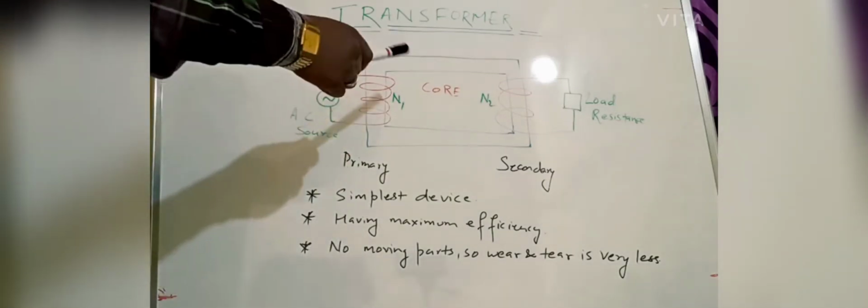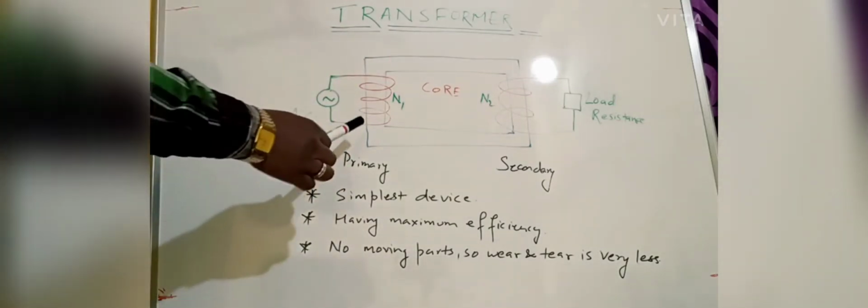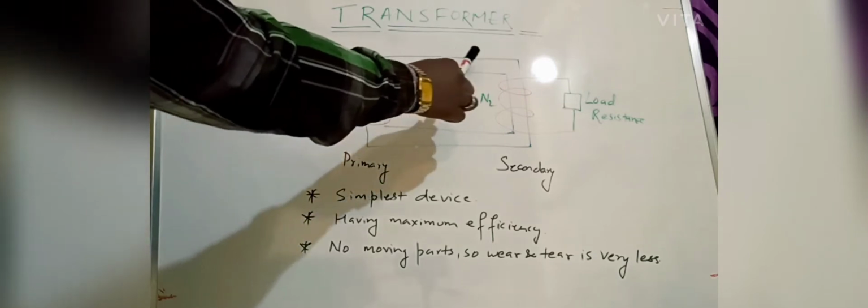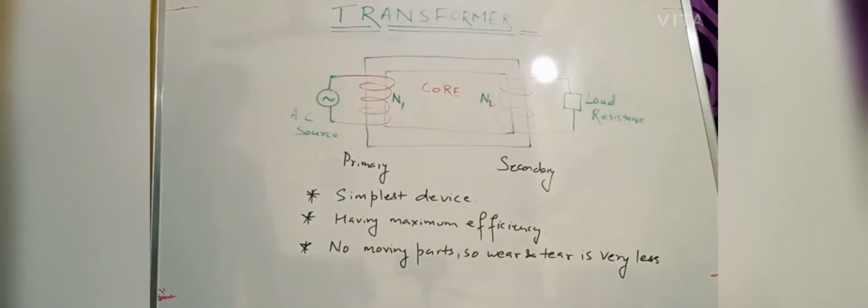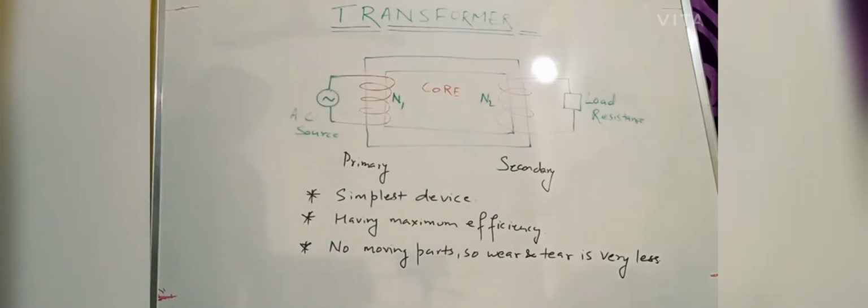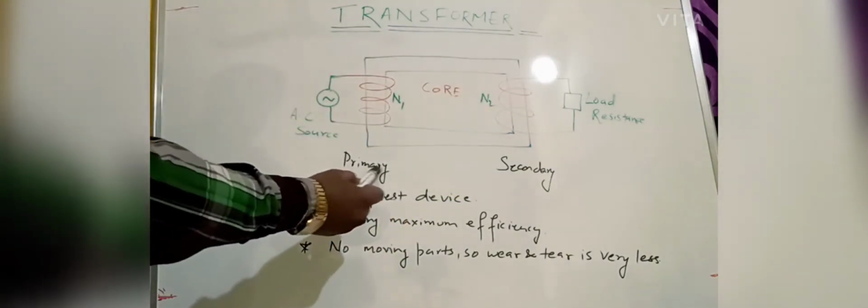Now come to the structure. This is the simplest type of transformer. What is the design? This portion is the soft laminated iron core. The N1 and N2 I have written are the two windings. This is called the primary winding and this is called the secondary winding.